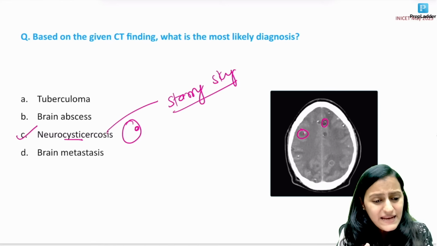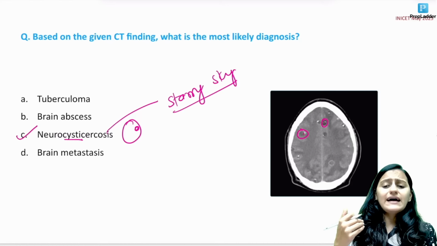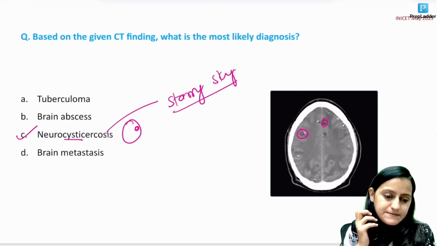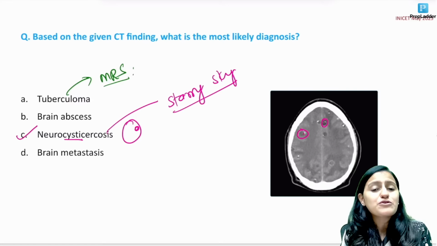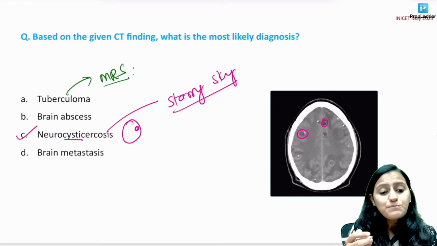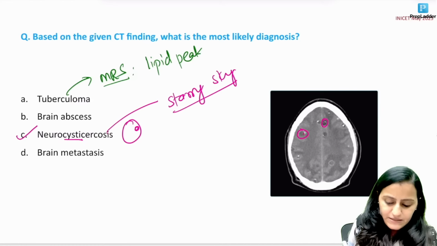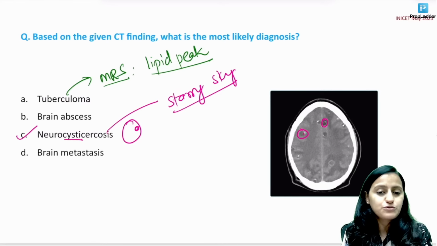Okay, brain abscess is generally solitary, and it does not have this typical dot appearance that you are seeing in this case. Tuberculoma, remember an important point on MR spectroscopy. That's what helps you differentiate TB from NCC. What peak do you have in tuberculoma? It is the lipid peak. Okay, that is the lipid peak you have on MR spectroscopy.